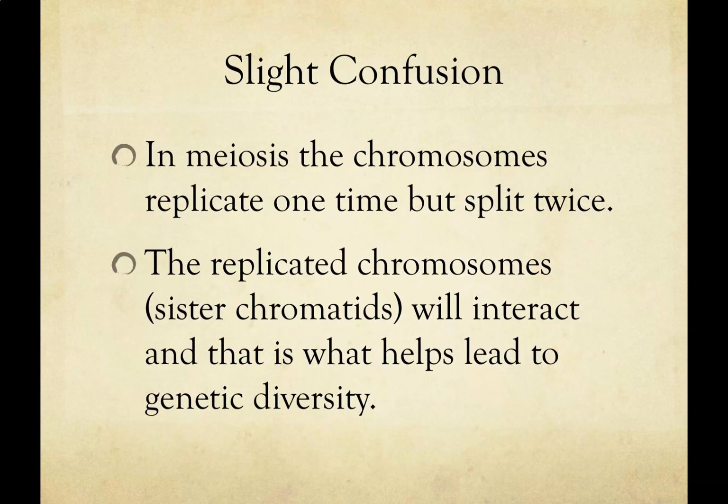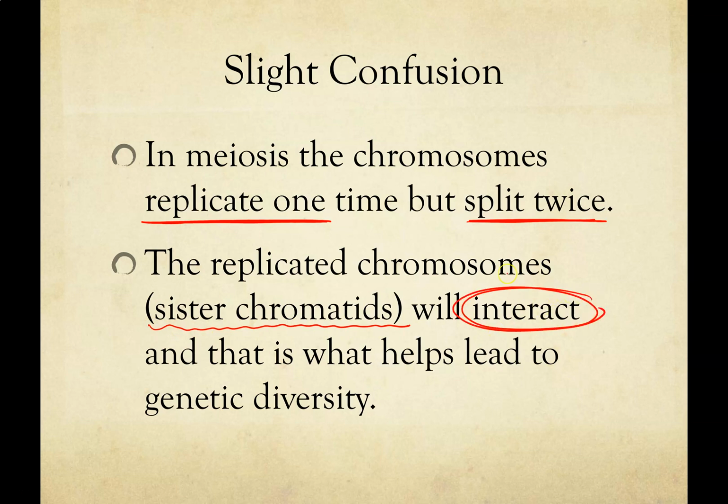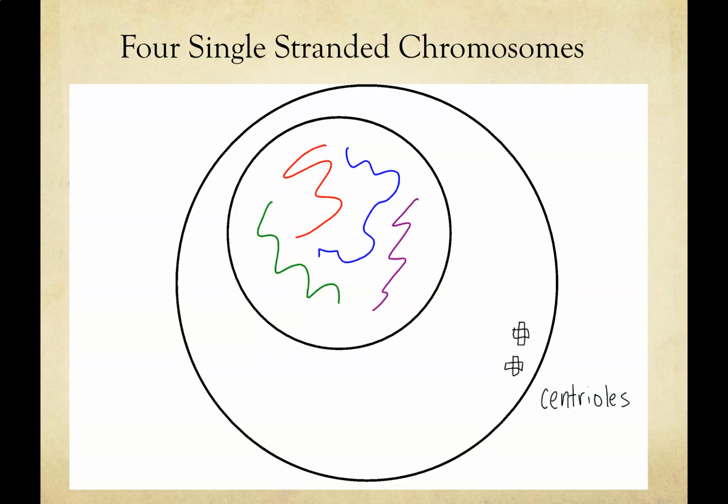So there's slight confusion here, which makes things a little bit tricky. In meiosis, just like I said a couple times, the chromosomes are going to replicate once. That's going to make your sisters, but they're going to split twice, and that's what's going to take you to your ultimate 4 cells. The replicated chromosomes, once again, are called sister chromatids, which we just saw in the picture. And what's going to happen is they're going to do a little interacting. They're going to do a little swapping of material. That's why it is important that the genes are in the same spot. So let's see what I'm talking about.